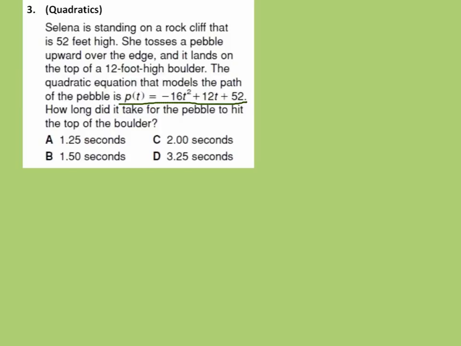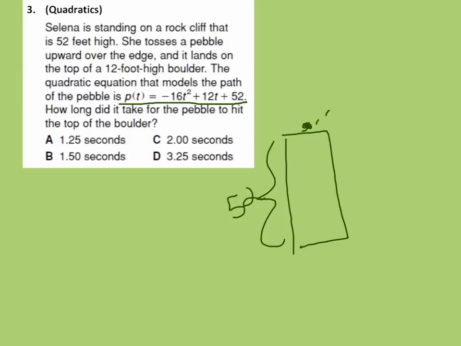Okay, so we kind of have to model this situation. So she's standing on a rock cliff that's 52 feet above the ground. There she is, up here. And she throws this rock, which, whenever you throw, you can imagine it's always going to go up a little bit before it starts going back down. And then it says it hits the top of a boulder, which is 12 feet high. So this is 12 feet, and that's where it lands.